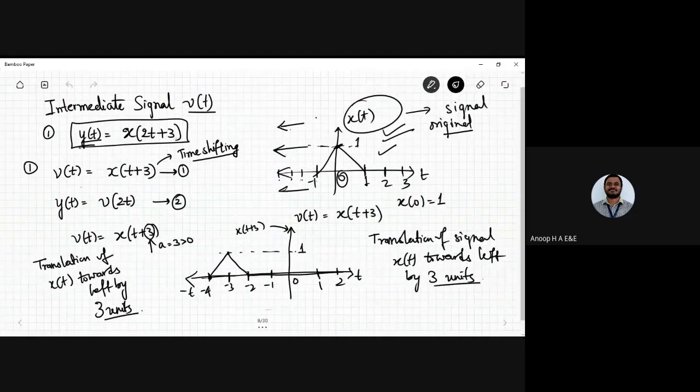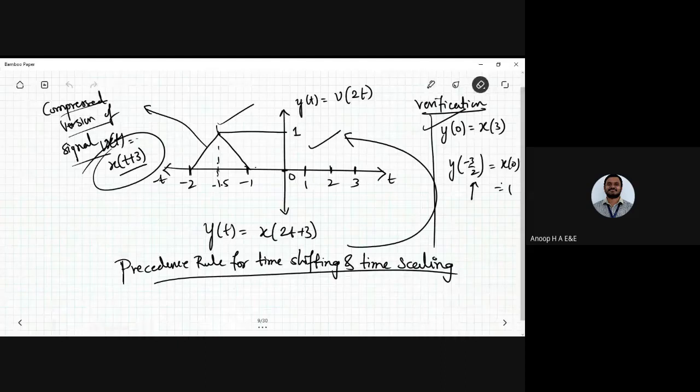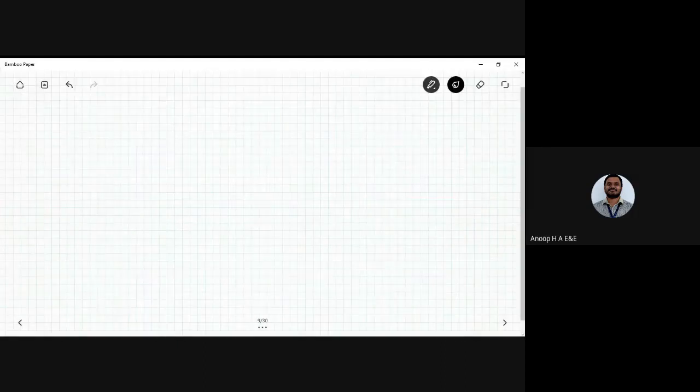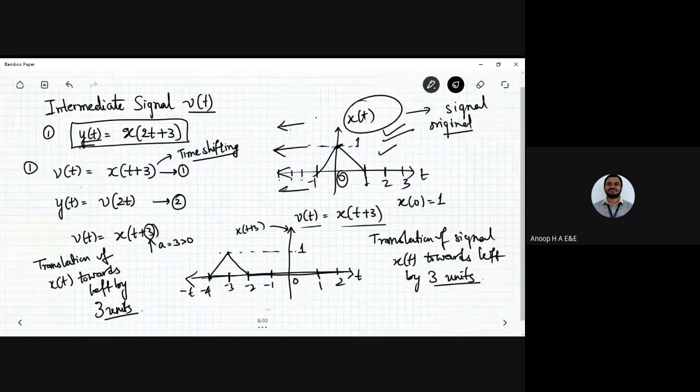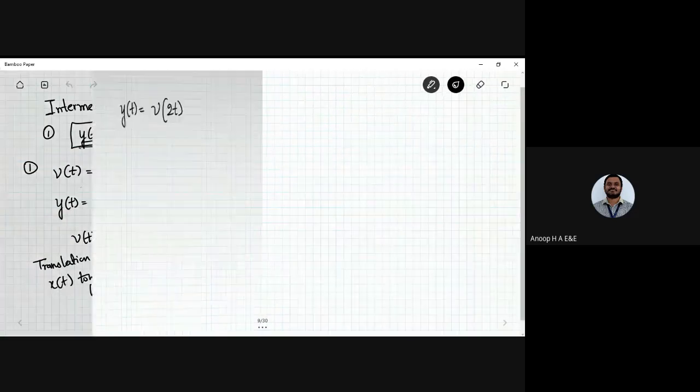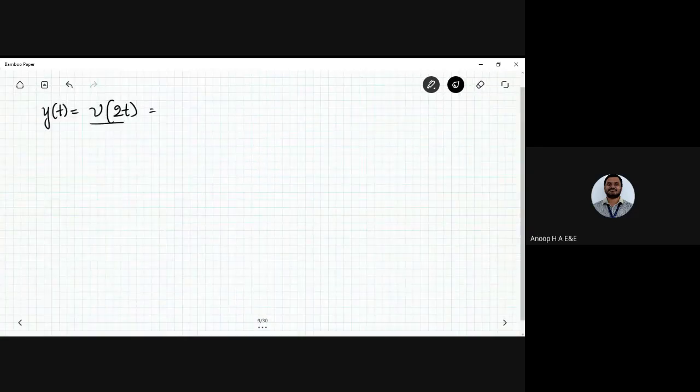Next one, y of t I need to write. So next step, y of t, that is v of 2t. In order to realize v of 2t, you need to look at the signal v of t, that is equal to x of t plus 3. So y of t will be x of 2t plus 3.